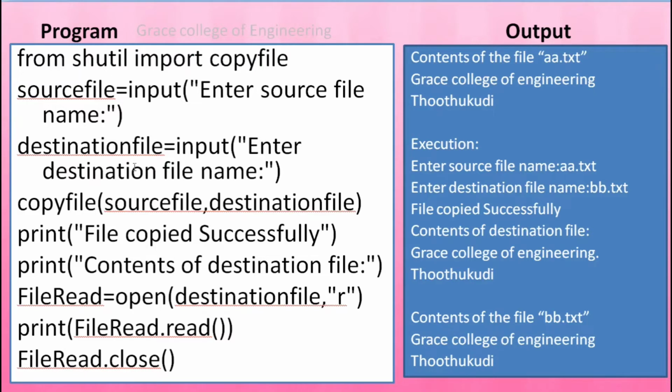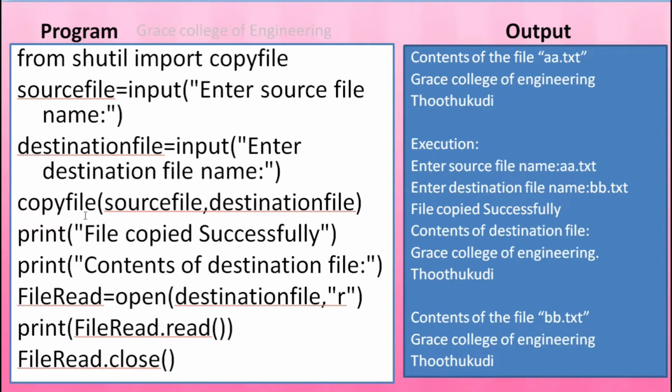Program: from shutil import copyfile. The module is shutil, and from this module we are importing copyfile. Source file is equal to input of 'enter source file name'. We are getting the input from the user, for that we are using the input function. The next, destination file is equal to input of 'enter destination file name'. This destination file name also we are getting from the user.